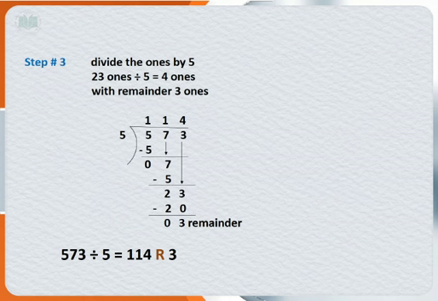In the last step, divide ones by 5. Here we have 23 ones, which is divided by 5. Read the table of 5. 5 fours are 20. Subtract 20 from 23. Remainder is 3. In the end, we see when we divide 573 by 5, we get quotient 114 and remainder 3.